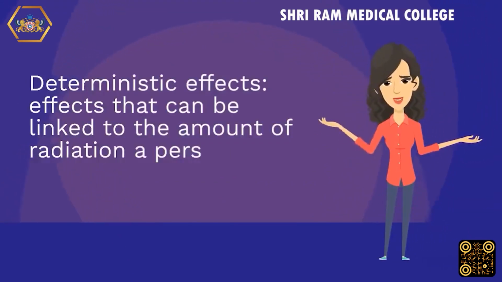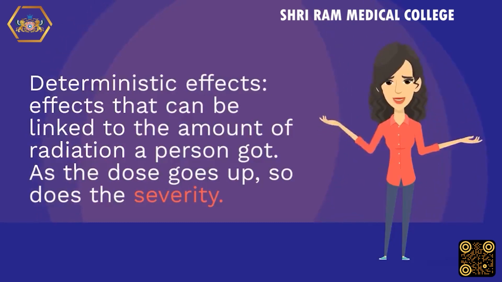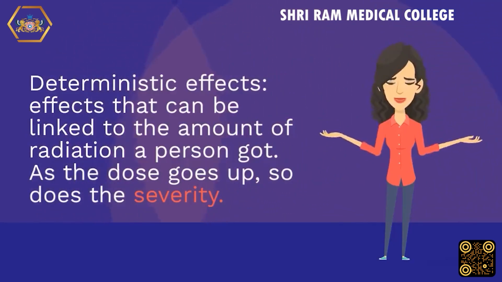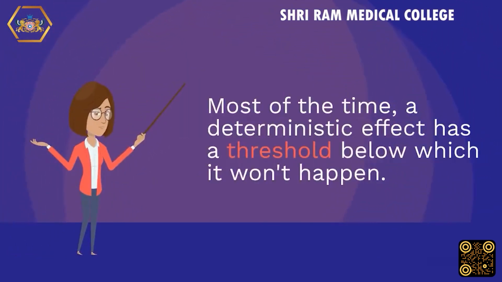Deterministic effects, effects that can be linked to the amount of radiation a person got. As the dose goes up, so does the severity. Most of the time, a deterministic effect has a threshold below which it won't happen.